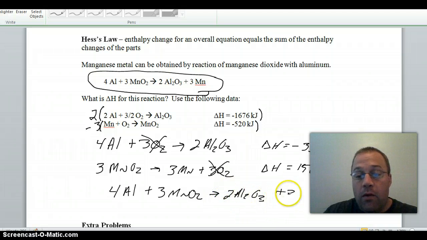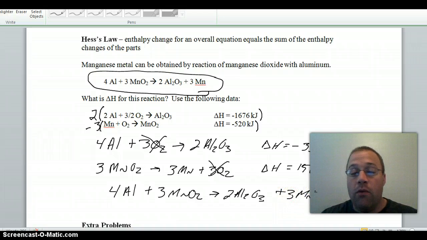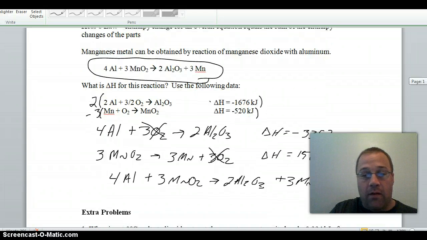2Al2O3 plus 3Mn. Just like we added the 2 equations together, because what Hess's law says is that reactions happen in steps, we can add those steps together. So we can not only add together products and reactants, but we can also add together the enthalpies of formation, or the delta H's. So when we do that for this equation, delta H is negative 3352 plus positive 1560, which is negative 1792 kilojoules. So that's our first example with Hess's law.